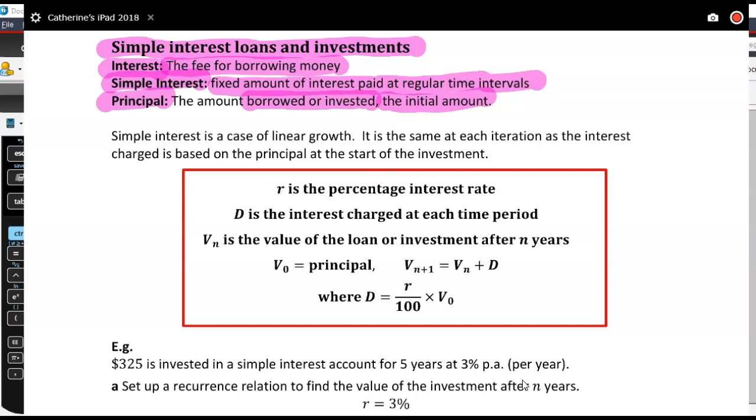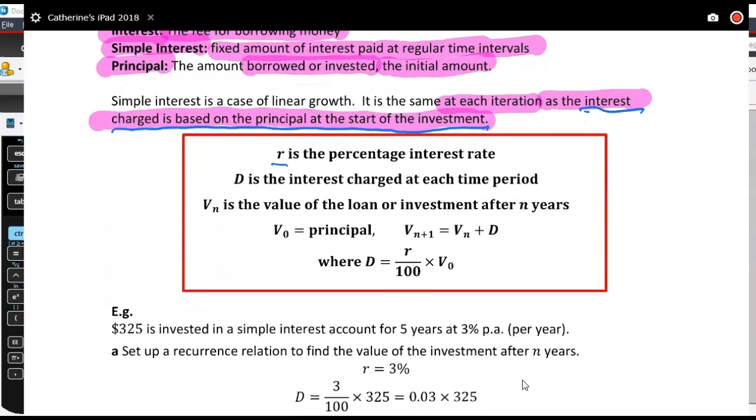So simple interest is a case of linear growth. It goes up and down by the same amount each and every year or period. It does not change. So it's the same at each iteration, at each time period, as the interest charged is based on the principal at the start of the investment. So we calculate an interest on that principal, and then that's the interest that we always charge.